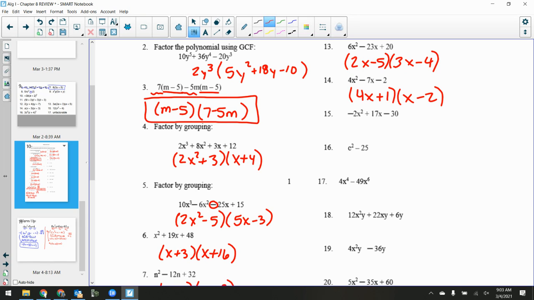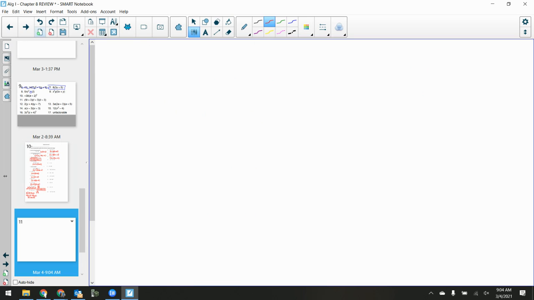All right, number 15. Will. His answer's correct. I would like to go over 15 just because it's like the one we did in the warm-up, which I know some people struggled on. -2x squared plus 17x minus 30.